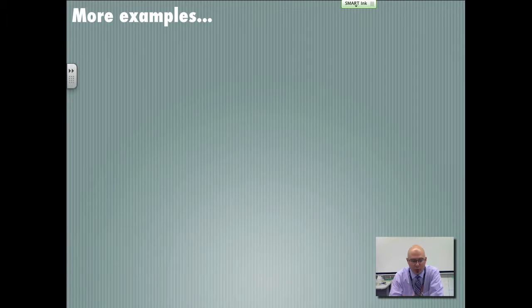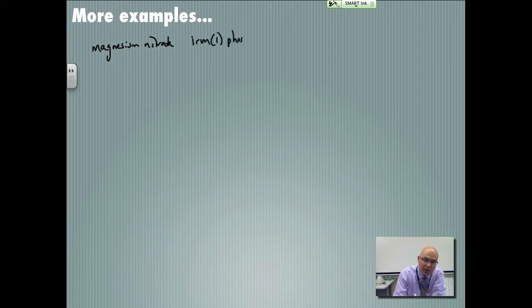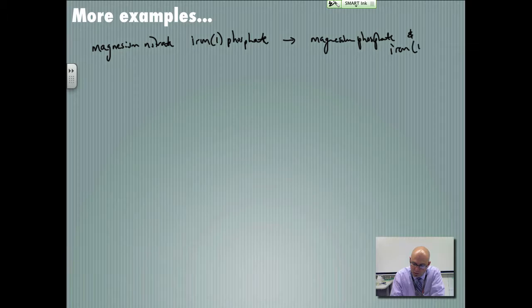I'm going to go ahead and give you the formulas right away. But actually, let me go ahead and give you the words. So let's just say, for an example, I've got one written here: magnesium nitrate and iron(I) phosphate produce magnesium phosphate and iron(I) nitrate. Okay, let's go ahead and take a look at that.